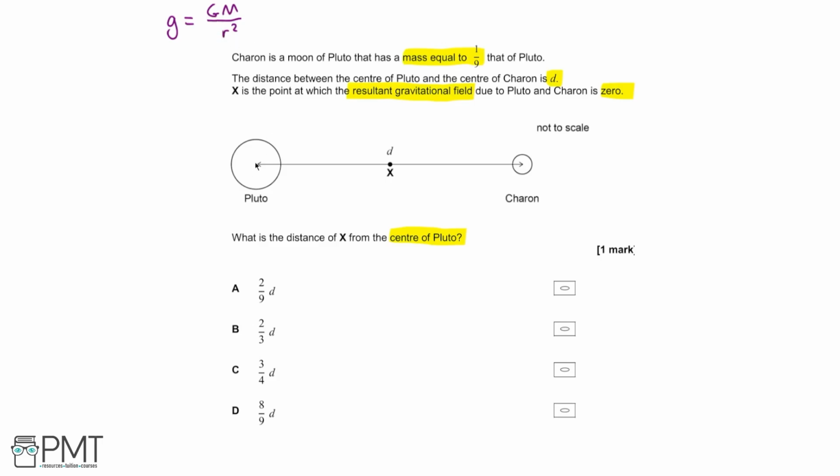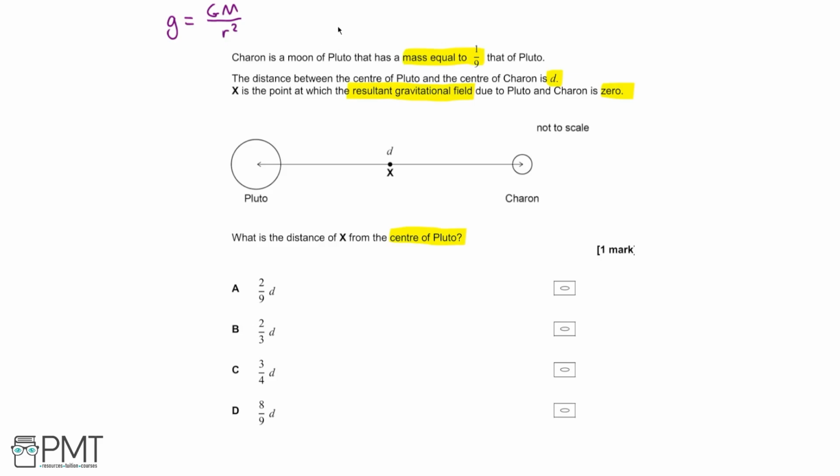And so what's happening in this problem is that we have a gravitational field from Pluto and a gravitational field from Charon. Because these are both massive objects, they're going to want to pull in different directions. So at some point along the distance between them, there's going to be a point where they're both pulling with equal strength, so that a mass placed at that point won't feel a force upon it, because there's no resultant gravitational field. And that's what we're aiming to calculate, that point.